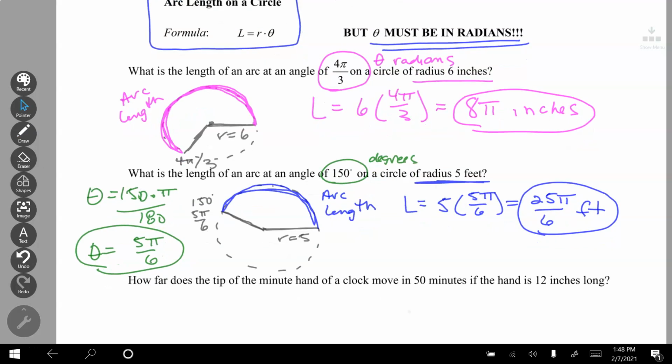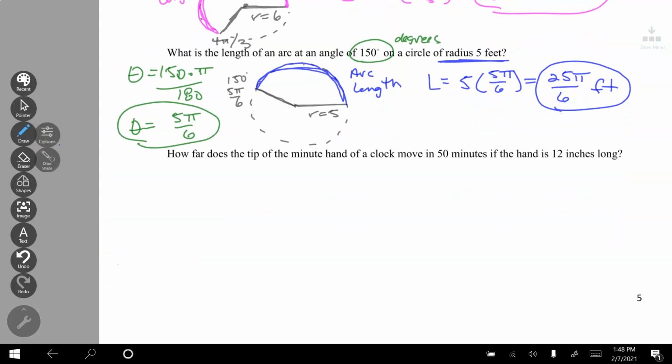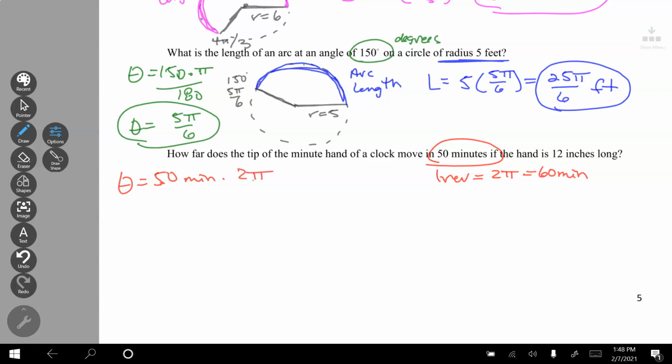In this last example, a little bit different. I have a hand moving on a clock. I have 50 minutes. Well, I know 1 revolution of a clock is equal to 2 pi for a circle, which is equal to 60 minutes. So I have to do my theta is equal to 50 minutes times a conversion of 2 pi over 60 minutes. I get 100 pi over 60, and I reduce that to 5 pi over 3. That's the theta I have to use.